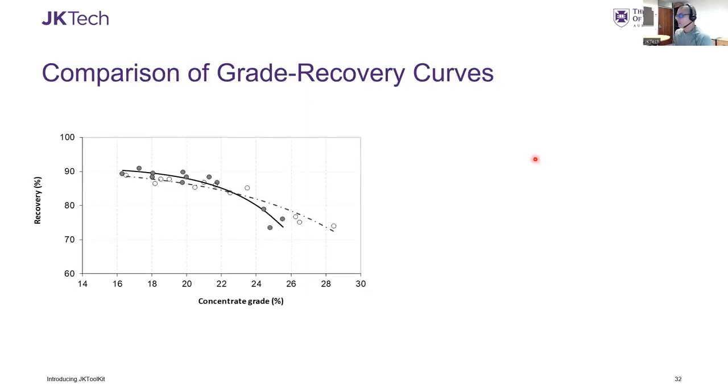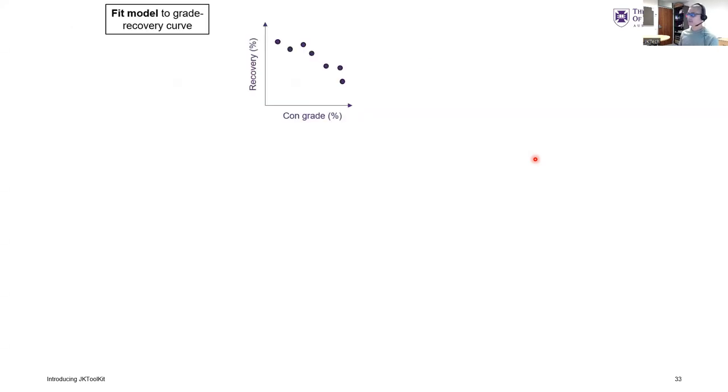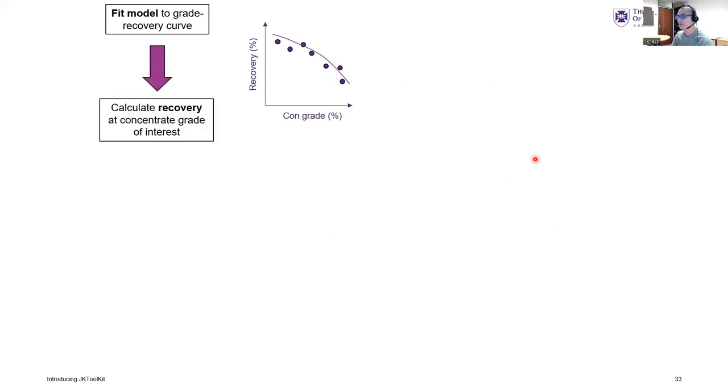So going back to the tool, what it helps you to answer is, given the differences in the curves and precision in the tests, so the noise in the data, does the trial condition result in a real recovery benefit at my target concentrate grade, 25% copper in this example? What Toolkit does is it fits a model to each curve, allowing it to then calculate recoveries at any given concentrate grade. And from there, the tool simulates what might happen if you were to go to the effort of repeating the experiments 1,000 times each.